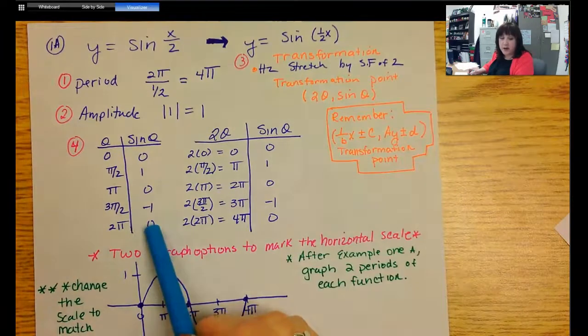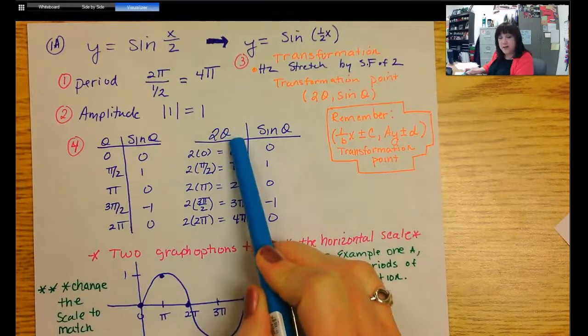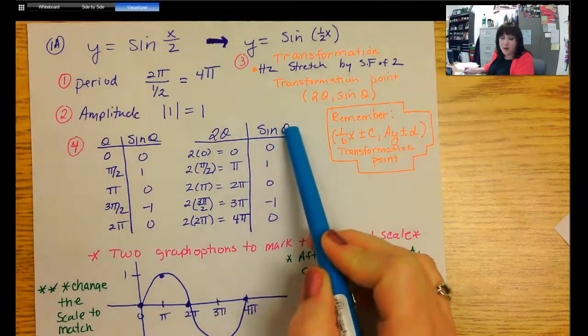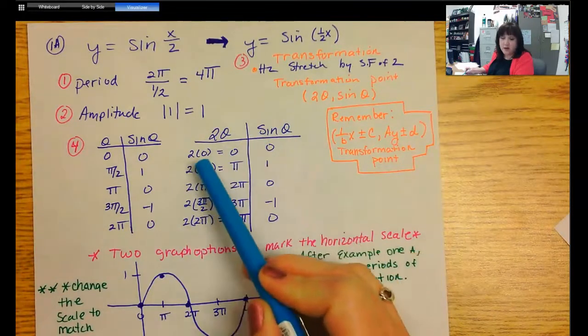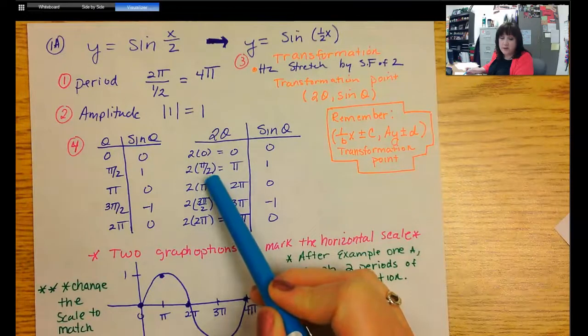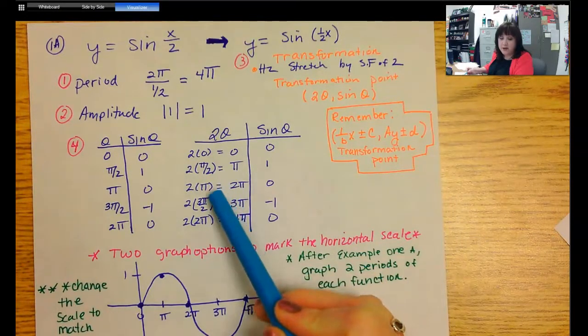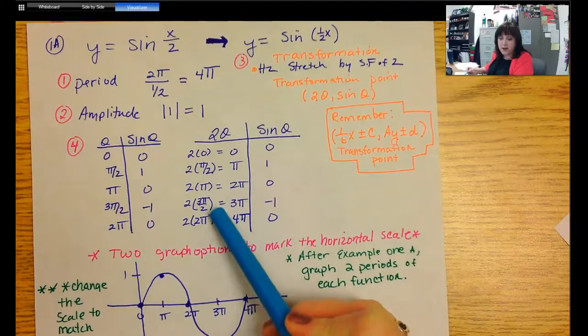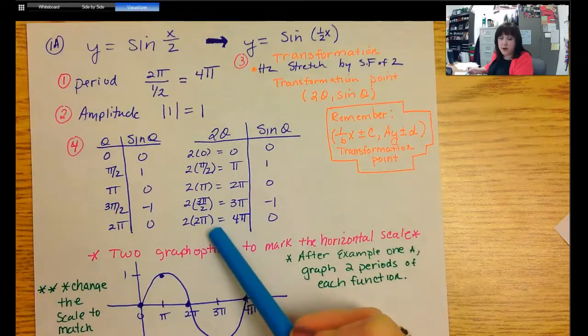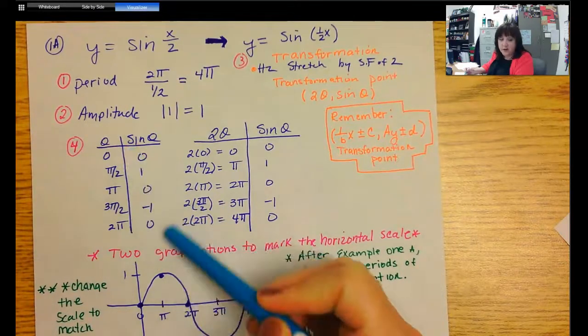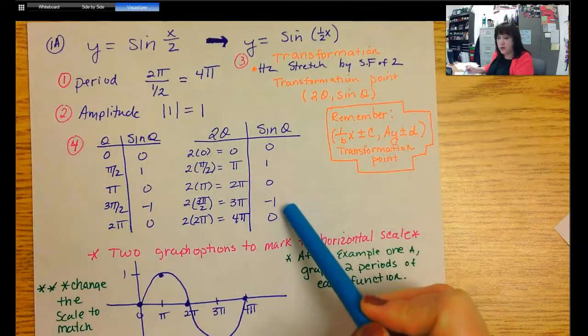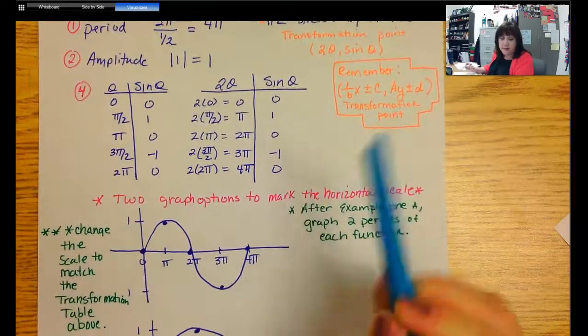So I look at my parent function points, and I'm going to multiply all of the angles by 2 and keep all of the sine values. So 2 times 0 is 0, 2 times pi over 2 is pi, 2 times pi is 2 pi, 2 times 3 pi over 2 is 3 pi, and 2 times 2 pi is 4 pi. And then all of these values stay the same because there was no transformation that affected them.